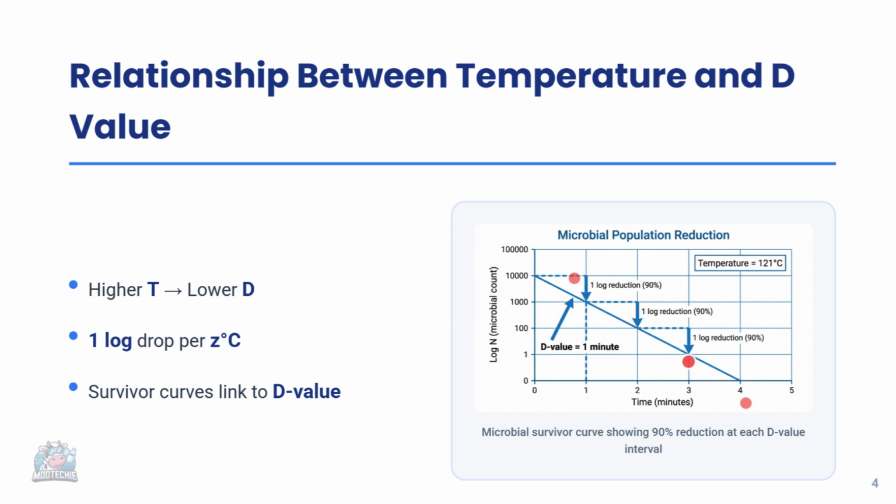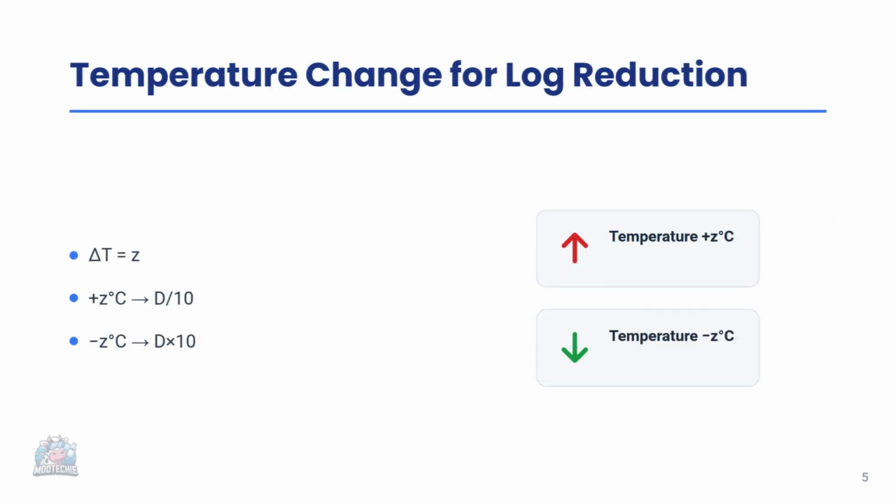The Z value represents the temperature change required for one logarithmic change in the D value. If temperature increases by Z degrees, the D value decreases by a factor of 10. Similarly, if temperature decreases by Z degrees, the D value increases 10 times. This concept helps engineers predict microbial survival under different heating conditions.